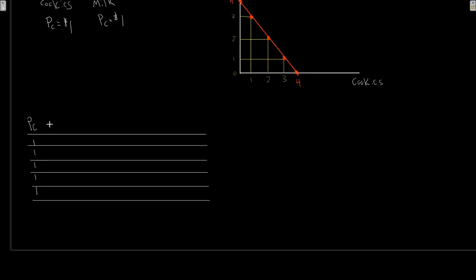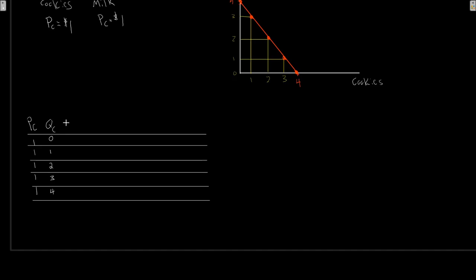So I have my price of cookies. And then I'm going to have my quantity of cookies, which I can consume. So quantity of cookies. Let's go and start off with the scenario where we have 0 cookies. And then I can go up and I can have 1 cookie, 2, 3, or 4 cookies. Right? And all I did here is say, okay, 0 cookies, 1, 2, 3, and 4.